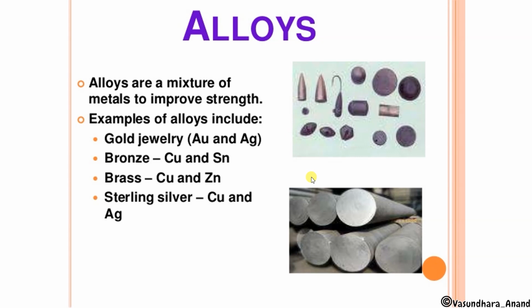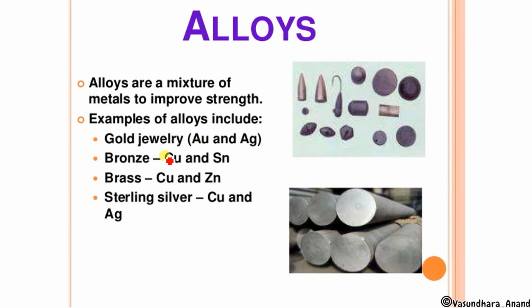Examples of alloys include gold jewelry. Pure gold jewelry cannot be formed because it is so soft, it easily bends and breaks. So that's why in gold jewelry we have to add some silver to give it strength. Some shopkeepers add copper also. They can add brass also instead of Ag. So basically Ag or copper should be added in the gold for jewelry.